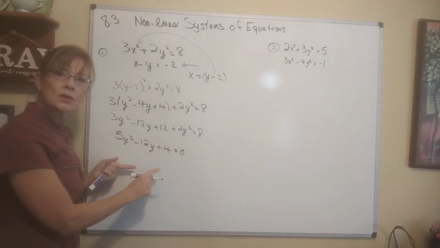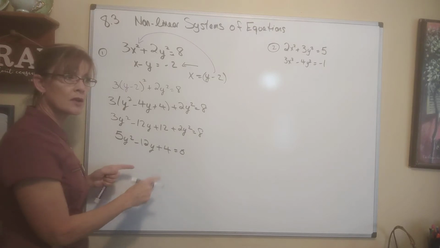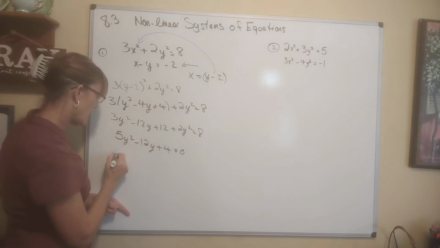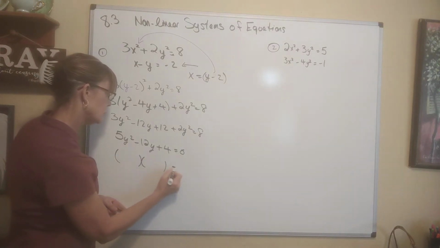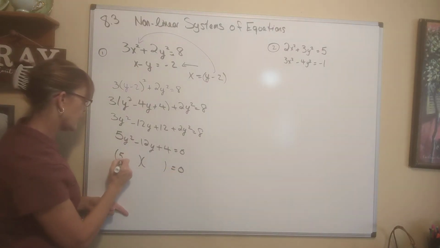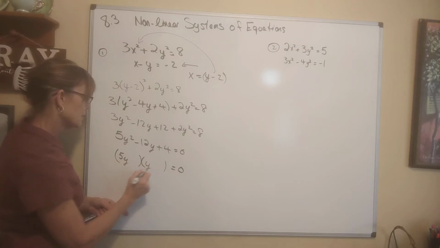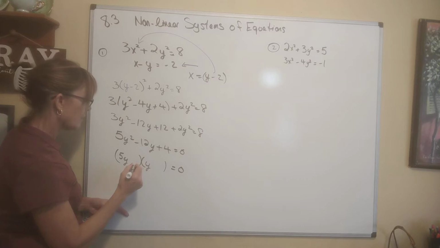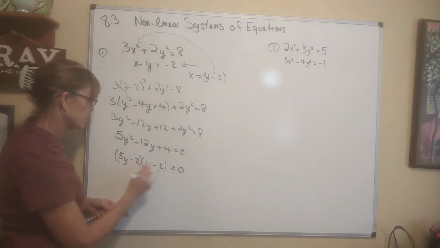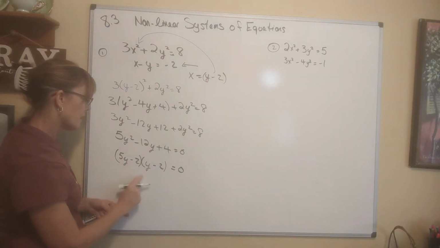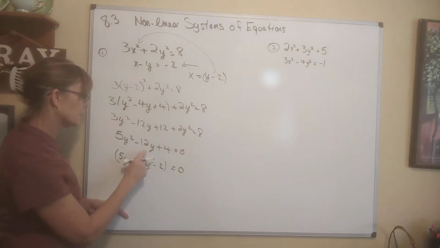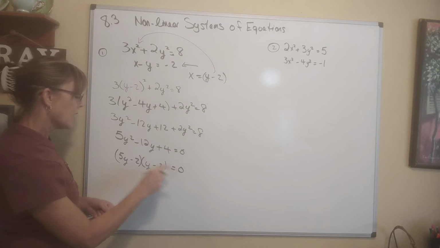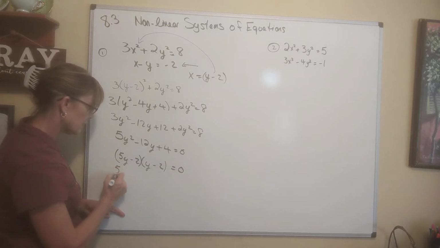You can solve this using the quadratic formula, completing the square, possibly factoring. I think factoring might work. I'm going to factor this. 5y times y is 5y squared. Let's see, how about minus 2 and minus 2? Let's see. 5y squared minus 2y minus 10y is negative 12y. Negative 2 times negative 2 is positive 4. And now I would just set each one of these equal to 0.